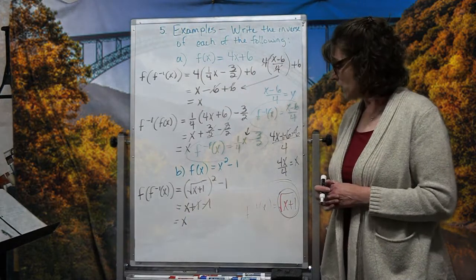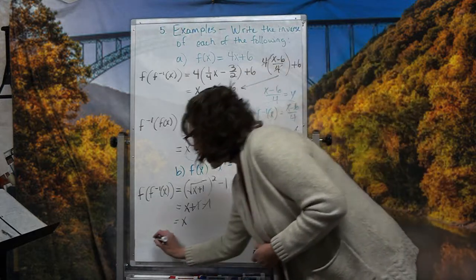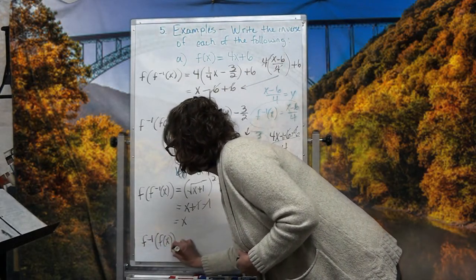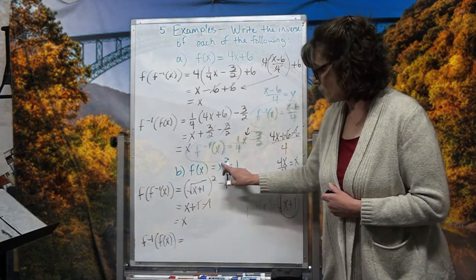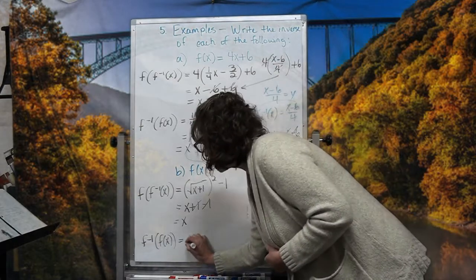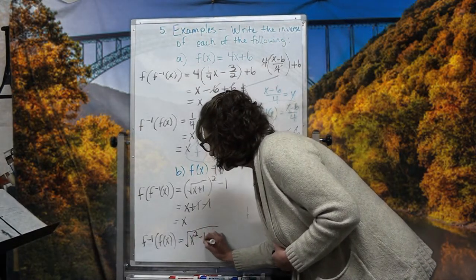So I'm feeling good, but I need to verify the other side. So to verify the other side, I'm going to take my inverse and plug my original in. So I'm going to take this original, plug it here into the inverse. So instead of square root of x plus 1, it'll be square root of this plus 1.